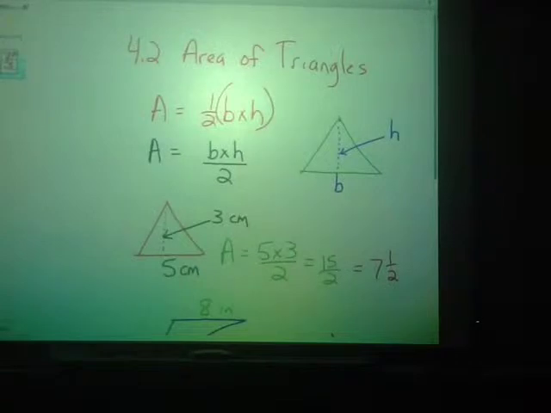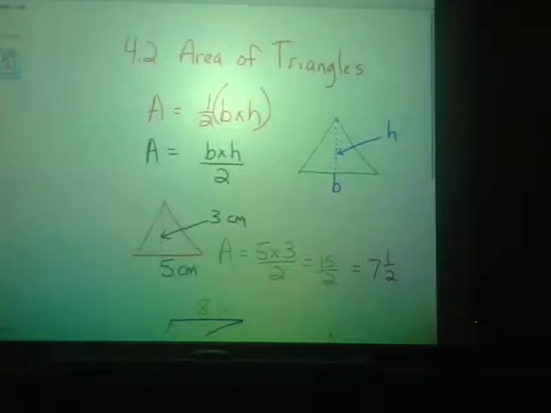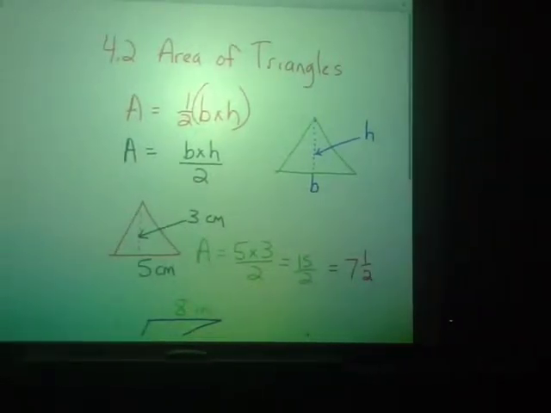Today we're going to talk about lesson 4.2 on area of triangles. You'll see on the whiteboard that I've written a few notes. I've written 2 different ways to calculate the area of a triangle. Either way is fine, whichever way feels better for you.